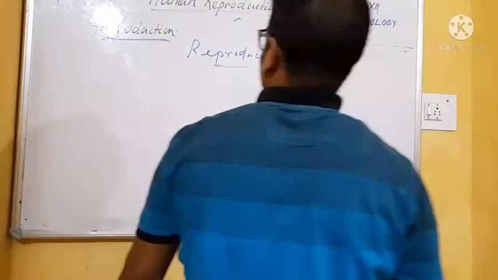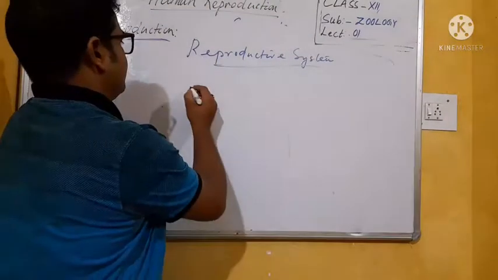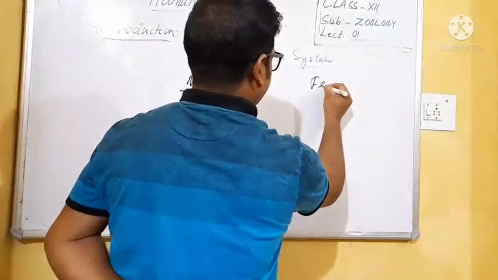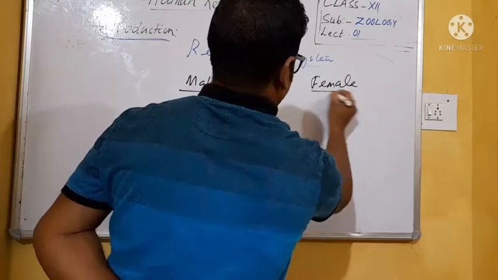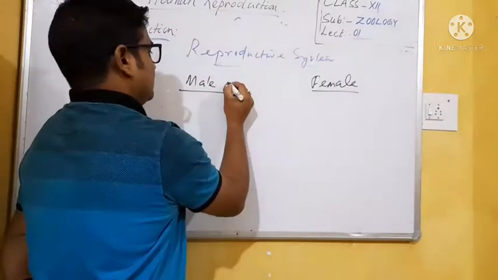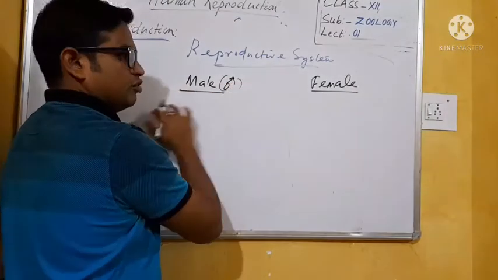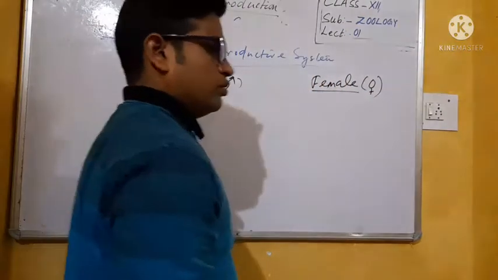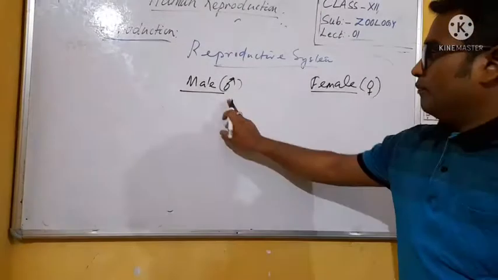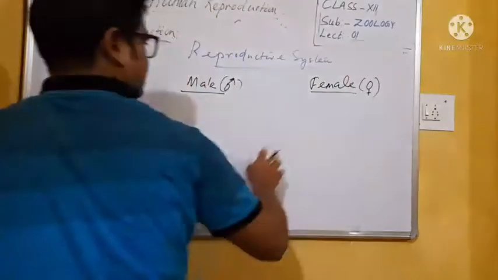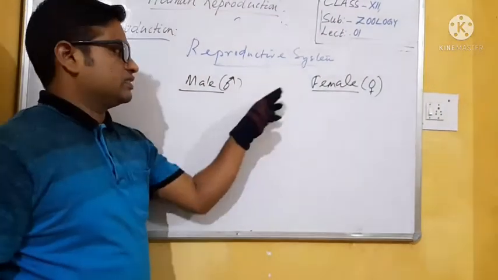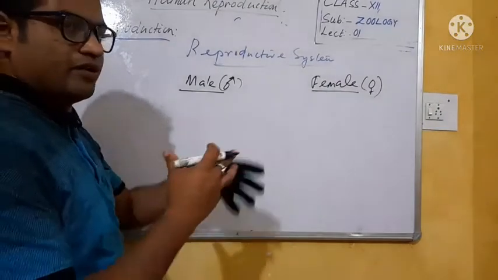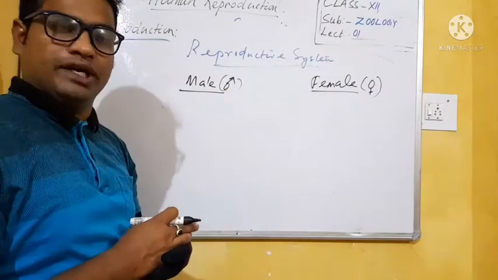In human beings, human reproduction, at first, two types of sex are present, male and female. The symbol of male is like that, meaning motile, movement in nature. This is the female symbol. So male and female are two different sexes. So how do they reproduce a new individual?